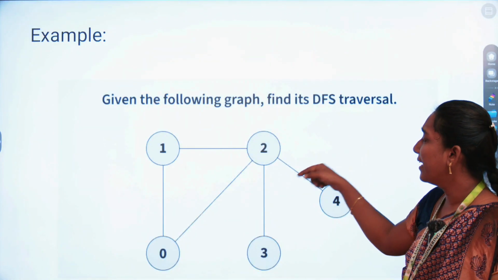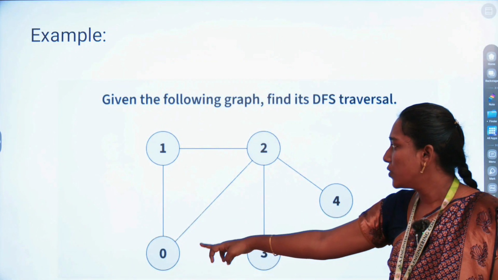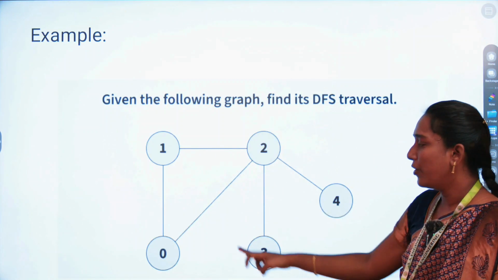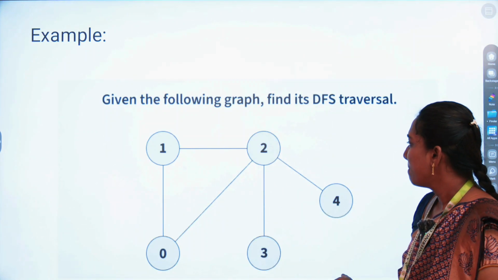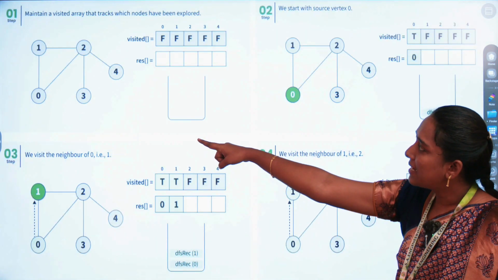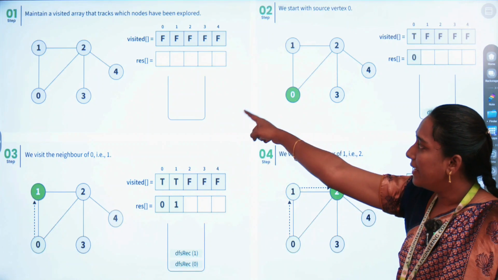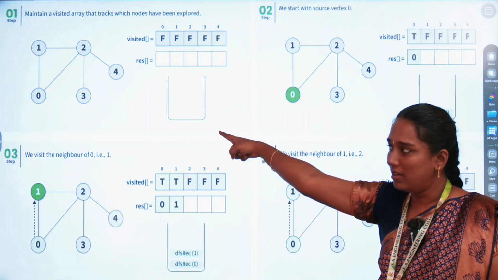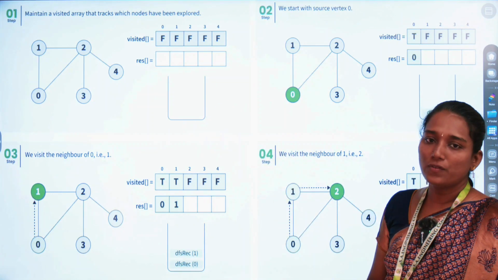Example: given the following graph, find its DFS traversal. So the nodes are 0, 1, 2, 3, 4. We are going to take this example now. Let us start with the visited result, and this is nothing but the stack. So we start with the node 0.